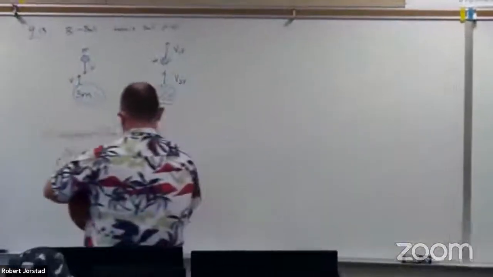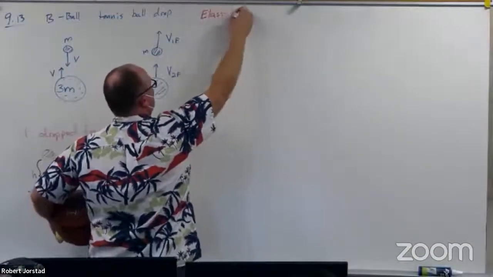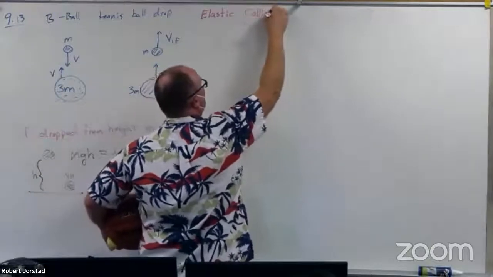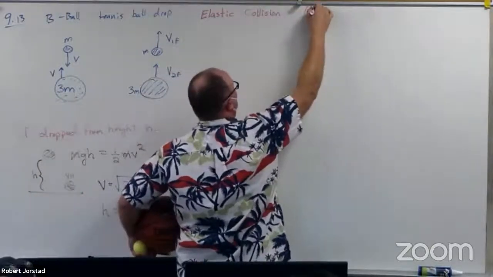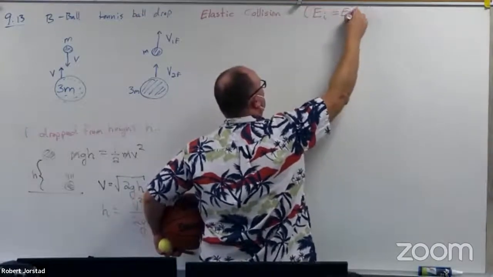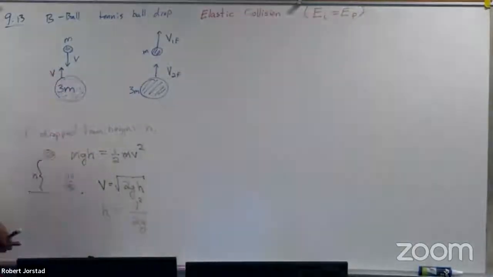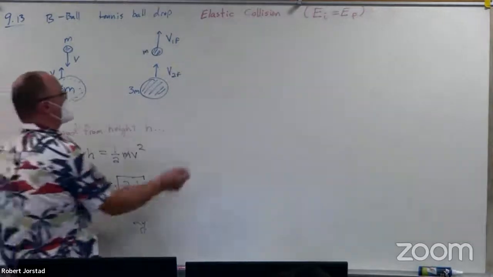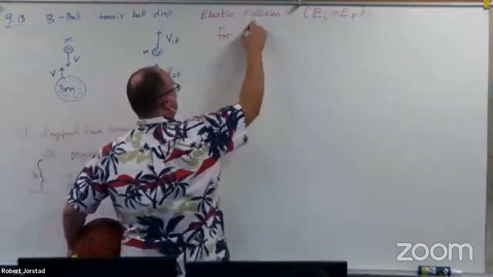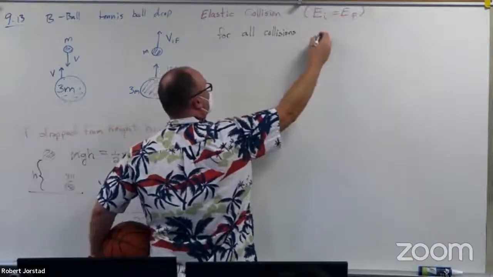Right? So we're going to assume elastic. What does elastic collision mean? Energy is conserved. So if we have an elastic collision, this is true. We have a collision. What's true for every collision? What's conserved for all collisions?